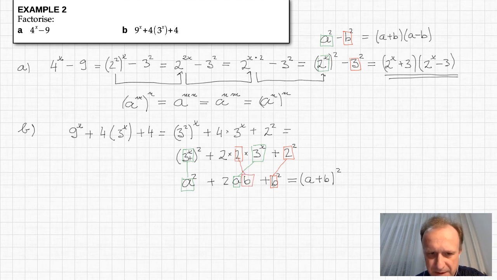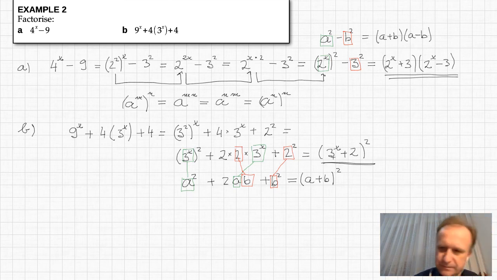You have green a squared plus 2 times green times red plus red squared. So this is exactly the formula, and if you now use this formula and use especially its right hand side, you can see that it's going to be a bracket, and in the bracket we are going to have a plus b. So a is 3 to the power of x plus, and b is just 2, and all this is squared, and this is the final form of the answer. Yes, it really is.